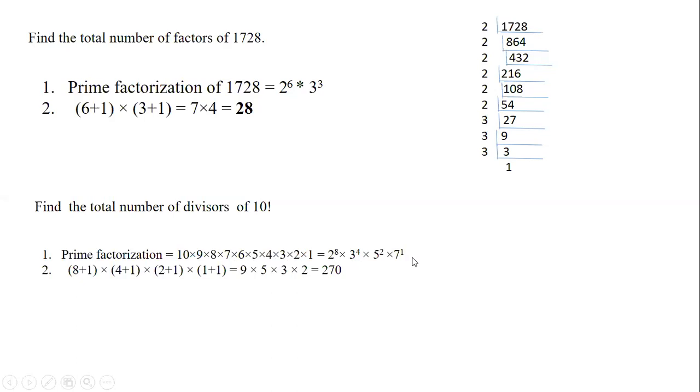Now we can apply the same rule, add 1 to each power. So 2 power 8, we'll consider it as 9. 3 power 4, add 1 to the power, so it will be 5. Here the power is 2, add 1 to the power, it will be 3. Here the power is 1, add 1 to the power, it will be 2. So finally the product will be 9 into 5 into 3 into 2, which is 270.